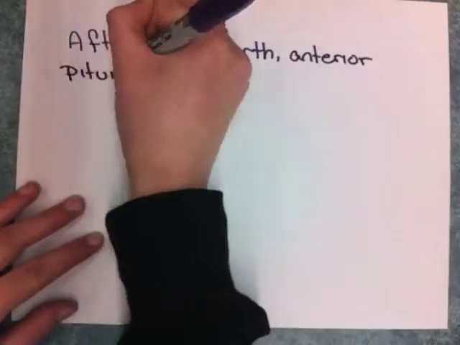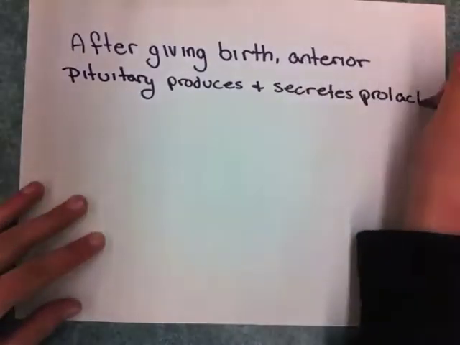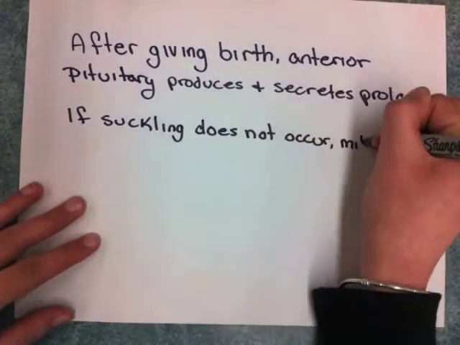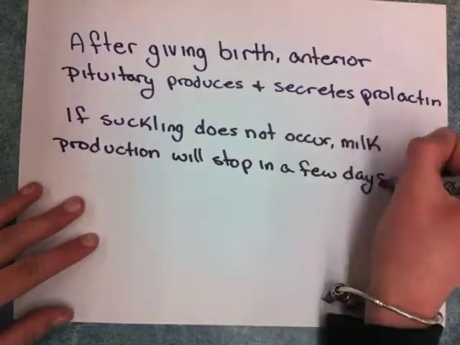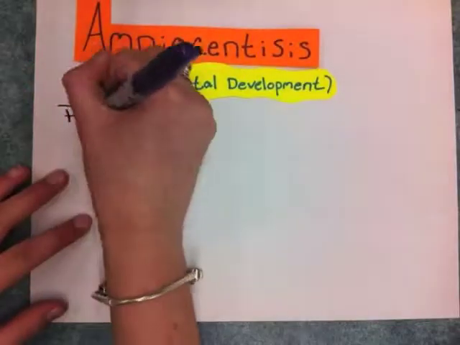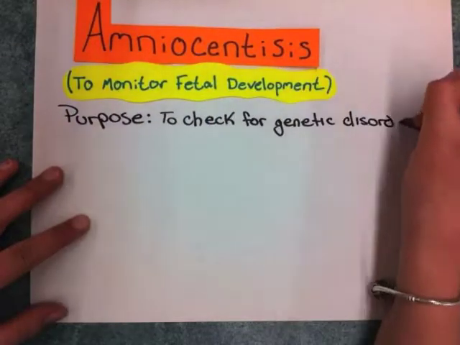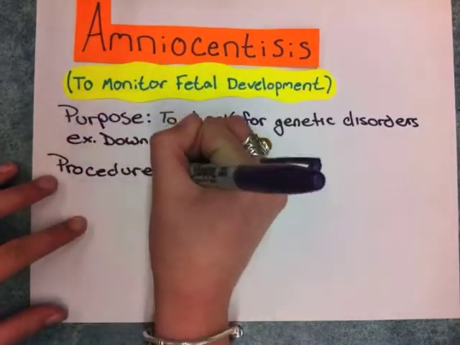After giving birth, the anterior pituitary produces and secretes prolactin. If suckling does not occur, milk production will stop in a few days. Technologies. Amniocentesis to monitor fetal development. The purpose is to check for genetic disorders like Down syndrome.